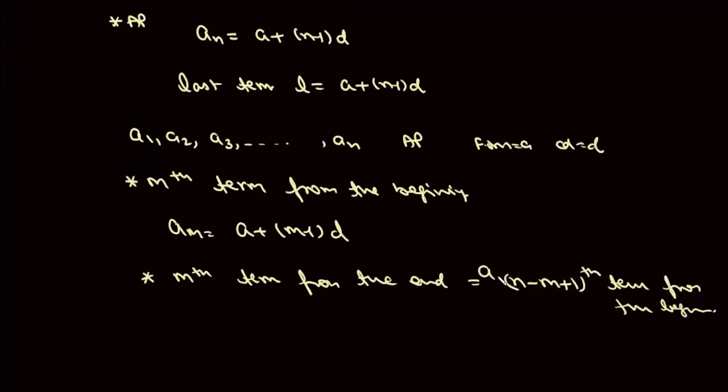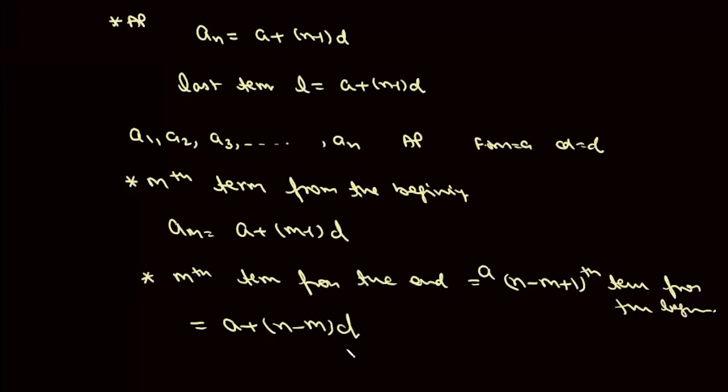So you need to find the (n minus m plus 1)th term. So this term will be simply a plus (n minus m) into d. So this mth term from the end is a plus (n minus m) into d.